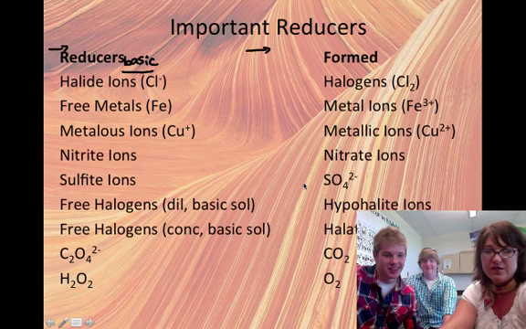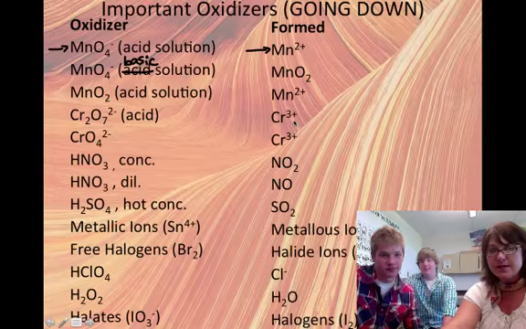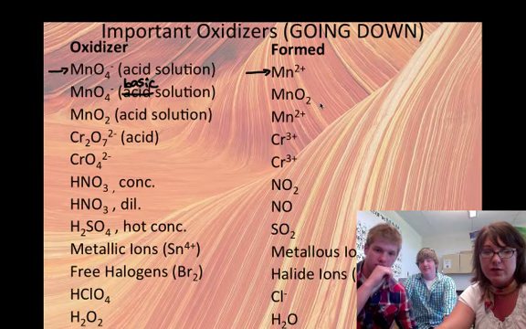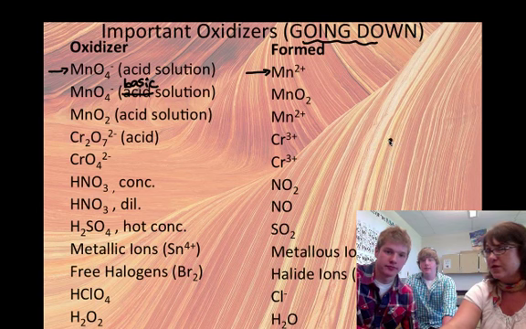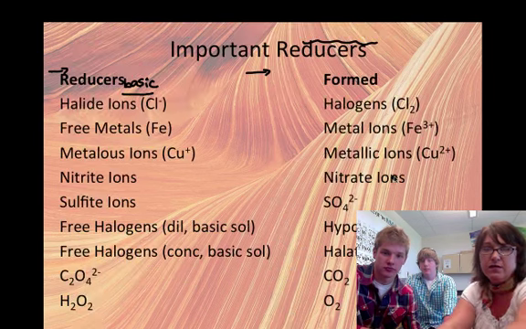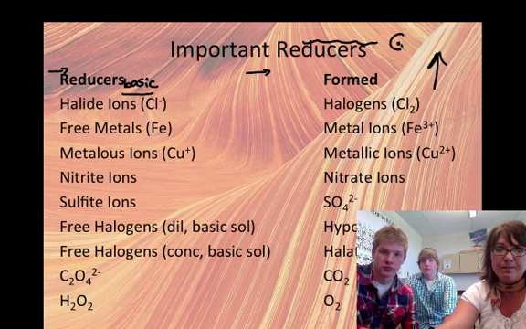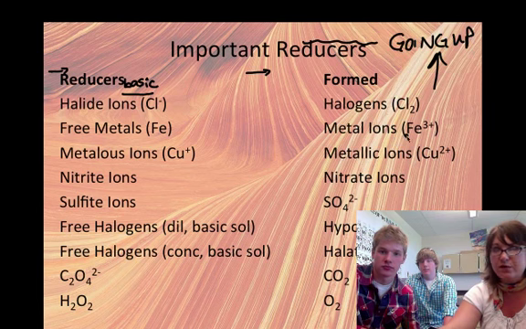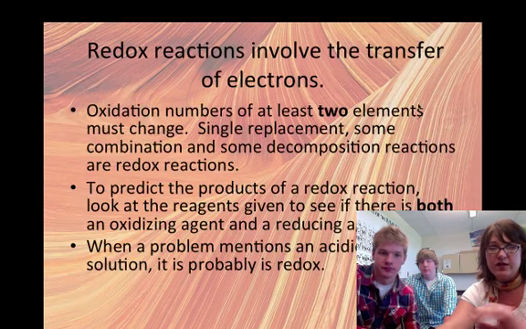Okay, so wait, I wanted to show you. This is our chart for oxidizers. This is our chart of describing what's going down. If you notice your oxidation number is going down, this is the chart we look on to see what could we make here. And then the next one is our reducers. These are the ones that are going up. Oxidation number is going up, and this is what we're going to form. Okay, so this will help you predict what's going to form in a reaction.